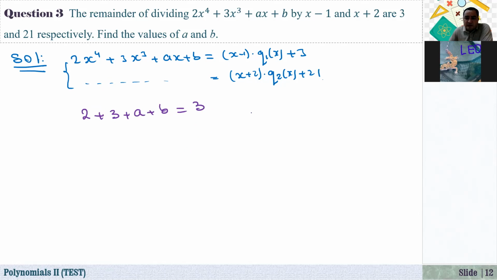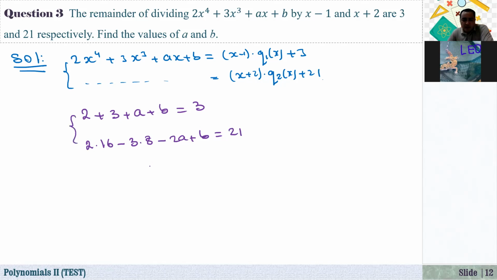And if you substitute negative 2 in the second one, right? So that is 2 times negative 2 to the power of 4, that is 16. Minus 3 times negative 2 cubed, that's 8. That's why I write here minus 8, and here we have minus 2a plus b. On the right-hand side, we have 21.